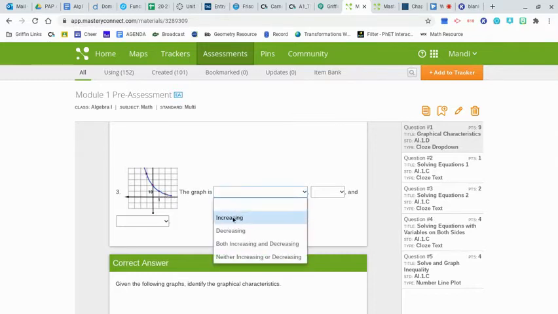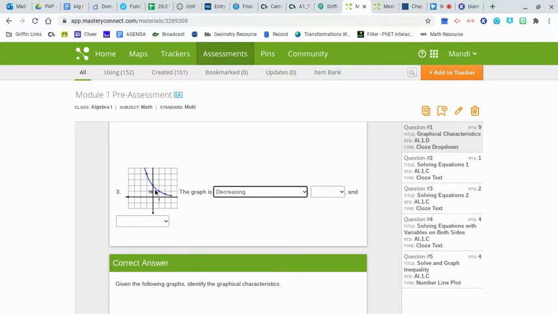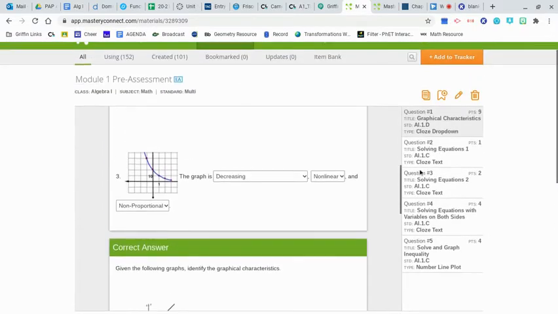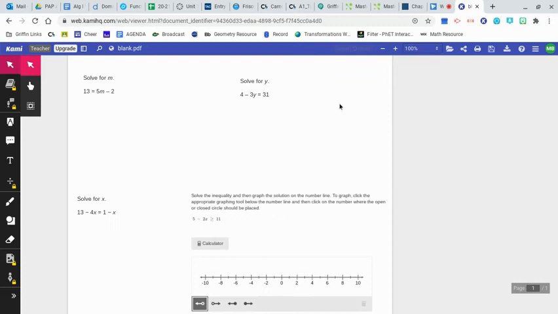Graph number 3, going from left to right, this line is going down, so it is decreasing. It is not a straight line. It does not have a constant rate of change. Therefore, it is nonlinear. And if it's nonlinear, then it cannot be proportional. So it is non-proportional. Those were the graphical characteristics. For the rest of the questions, 2 through 5, I'm moving over to a different document where I can actually write out these answers for y'all.